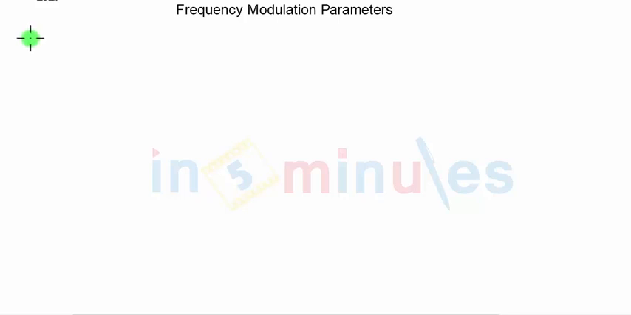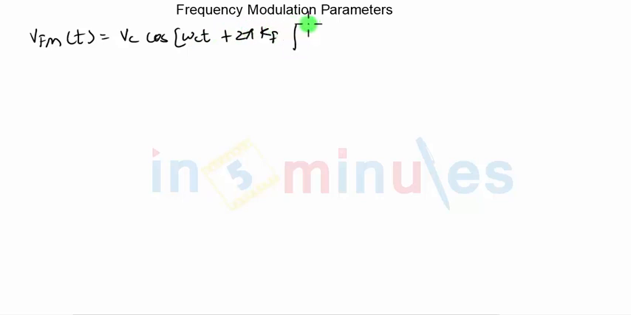Because we are discussing parameters for frequency modulation, I will start with the FM signal. Just now we have written the expression of FM signal. It goes something like this: Vc cos(omega_c t + 2 pi kf ∫m(τ)dτ), where kf is a constant, tau is the dummy variable and t is the actual time variable. Now let us consider some modulating signal.